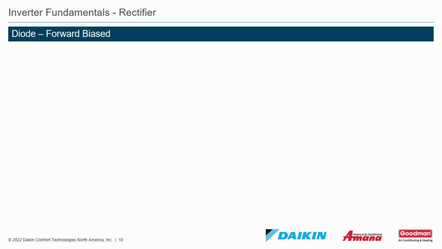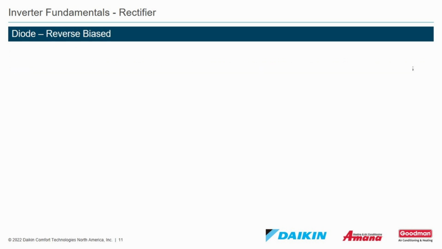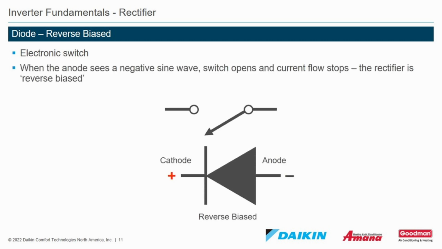A diode, forward biased. An electronic switch. When the anode sees a positive sine wave, switch closes and allows current to flow. The rectifier is forward biased. Diode, reverse biased. An electronic switch. When the anode sees a negative sine wave, the switch opens and current flow stops. The rectifier is reverse biased.